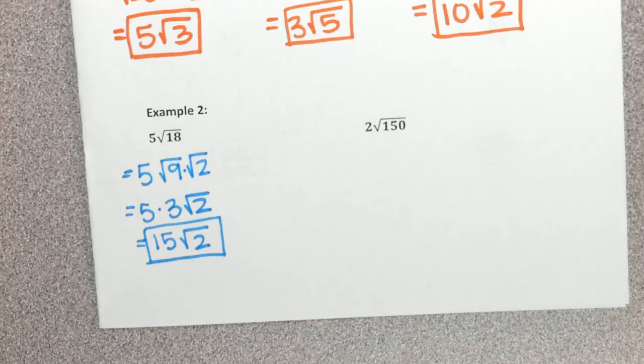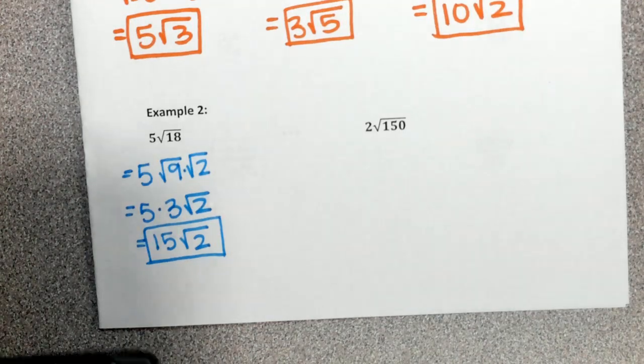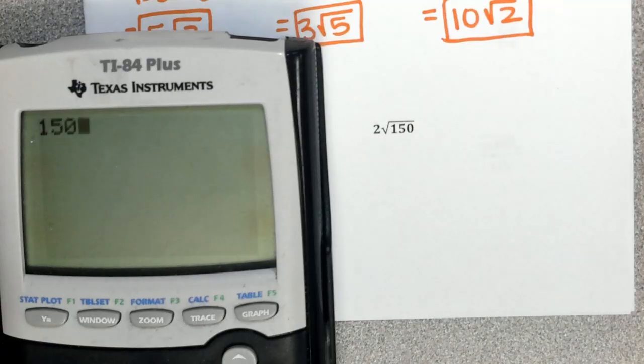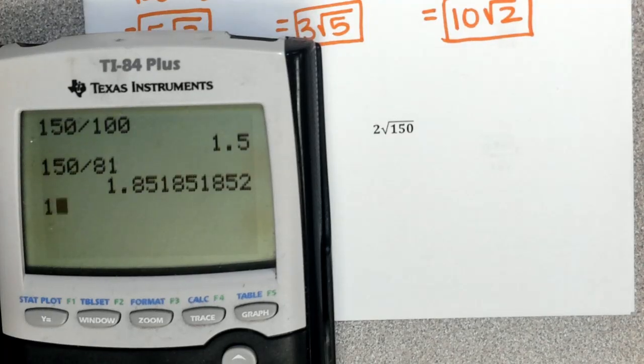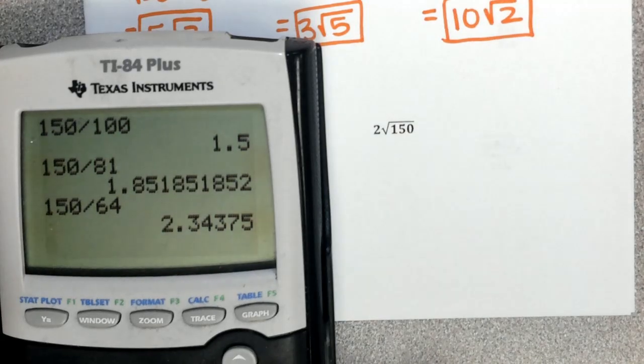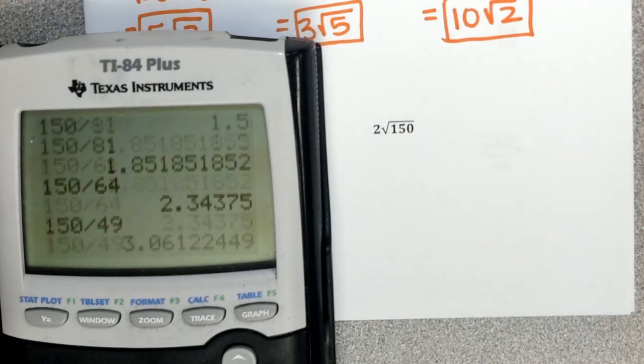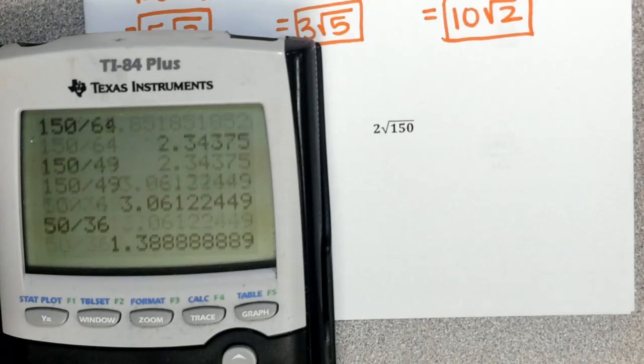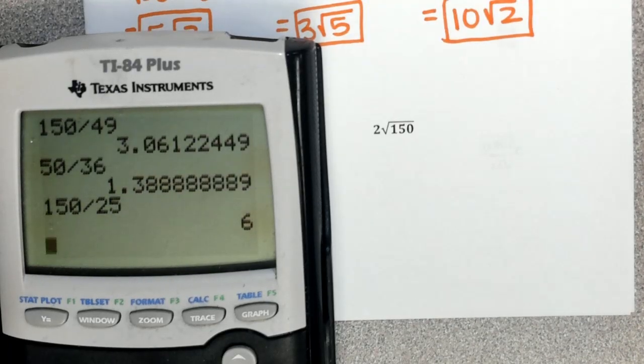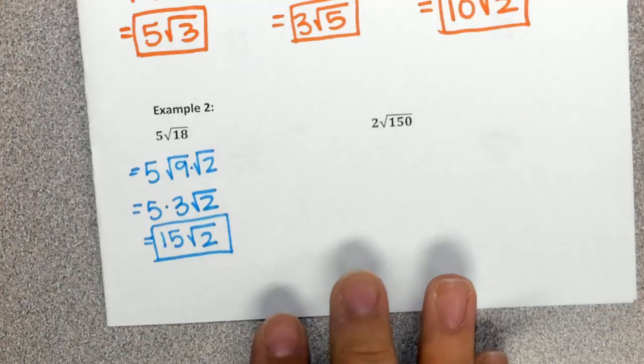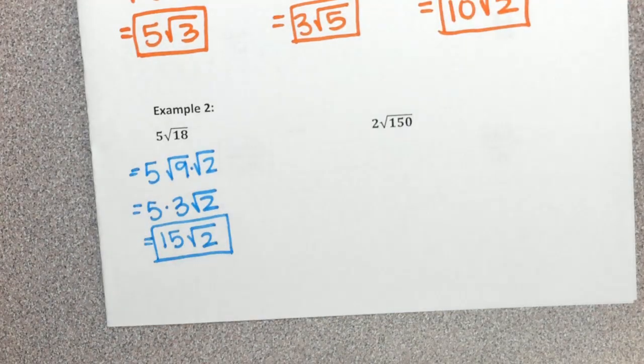What about 150? If you don't know, you can just start at 150. Does it divide by 144? No. 121? No. 100? No. Again, some of y'all are like, Ms. Olivares, I know it doesn't divide by 64. Just check. And if you know, then that's fine too. 150 divided by 49, 150 divided by 36, 150 divided by 25 is, oh, oops. Well, it wouldn't have worked anyways.